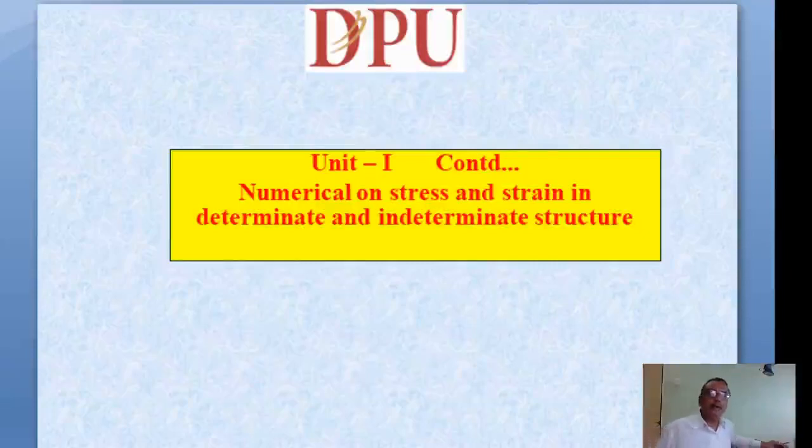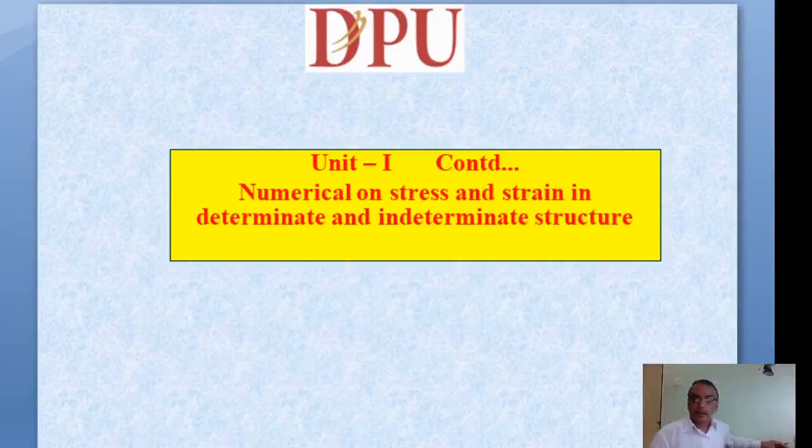Hello friends, in today's lecture we are going to see the numericals on stress and strain in determinate and indeterminate structures. In a statically indeterminate structure, the equations for static equilibrium are insufficient for determining the reactions and internal forces. So the geometry of deformation has to be considered, which is called structural compatibility. In these numericals, we have to use two or more equations to find out the stress and strain in the structure.